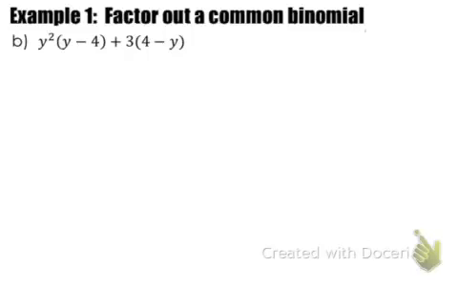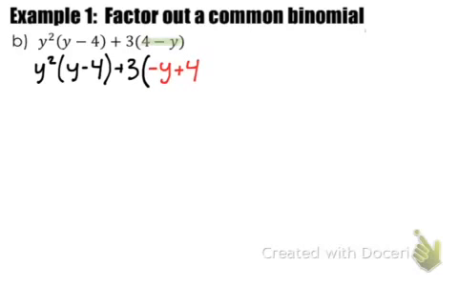Now, the second part of example 1, we're still going to factor out a common binomial. If we look at it closely, we have our product of y squared times the quantity y minus 4, plus 3 times the quantity 4 minus y. So it looks really confusing because we have a y minus 4 here and a 4 minus y. So let's rewrite this problem where this binomial has the y first and the 4 second. Okay? So we have y squared times the quantity y minus 4 plus 3, and we're going to rearrange these two terms. We're going to have a negative y plus 4.